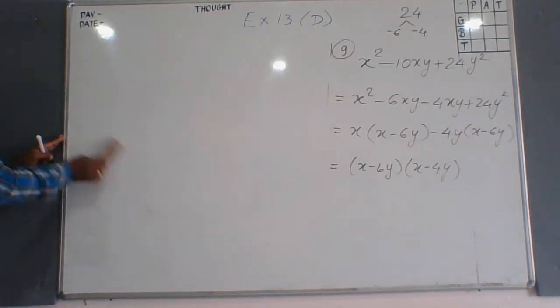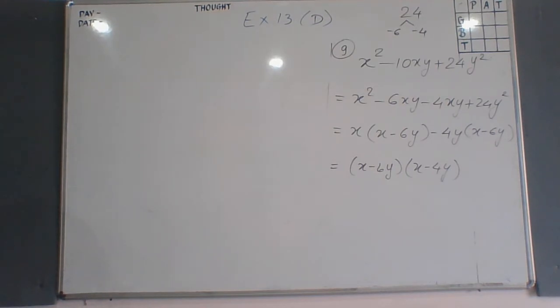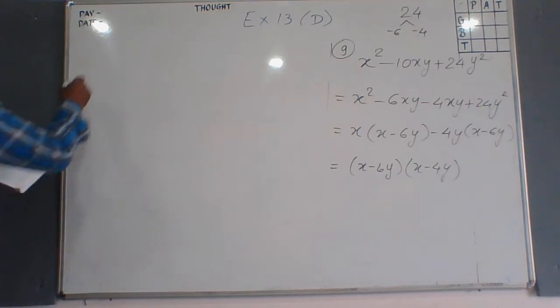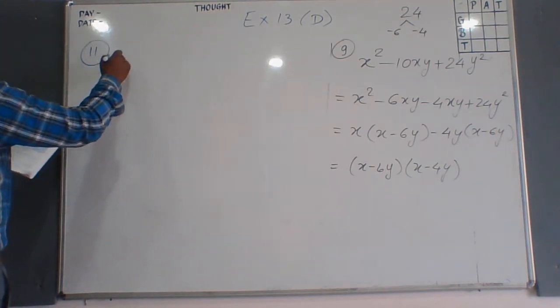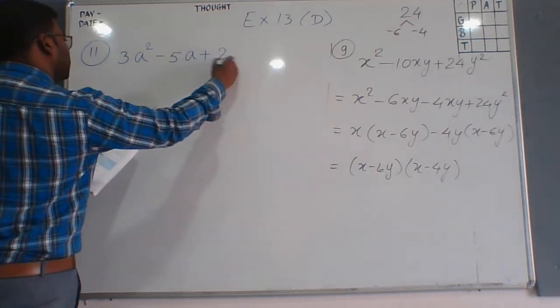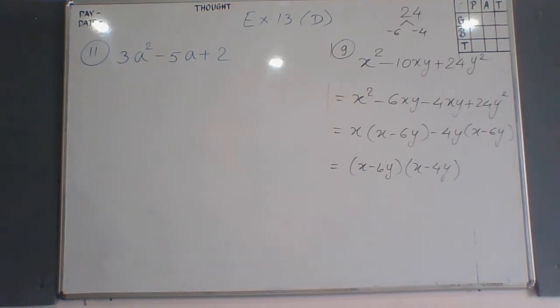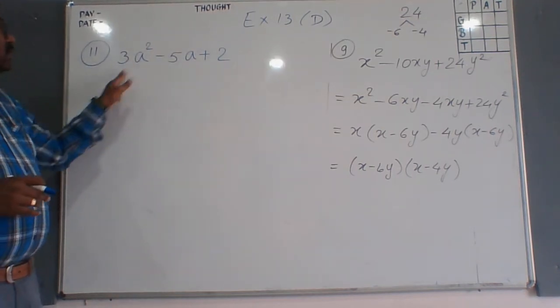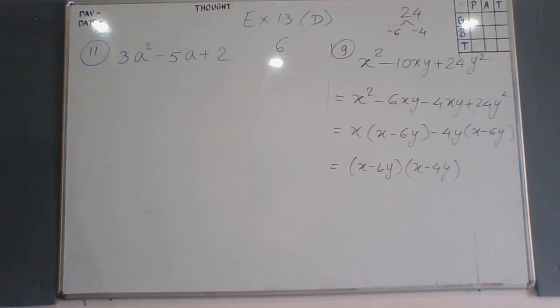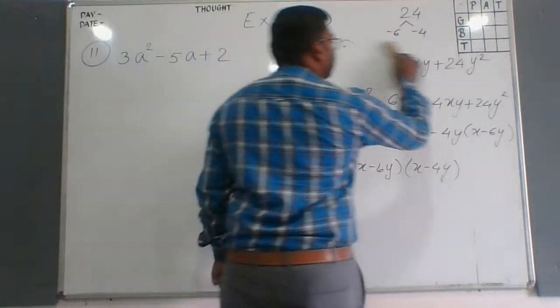Next, question number 11 we are solving now. Question number 11. It is 3a square minus 5a plus 2. Okay. In this, first term is 3, multiplication with 2, 3 twos are 6. Now find out the factors of 6 such that their addition or their subtraction must be the middle term.